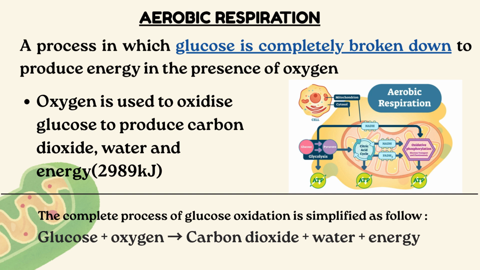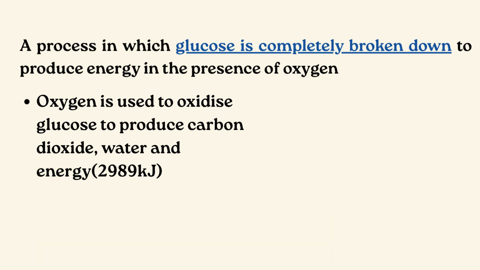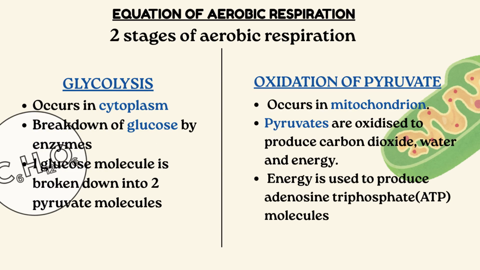The complete process of glucose oxidation is simplified as follows. Glucose combined with oxygen produces carbon dioxide, water, and energy. There are two stages of aerobic respiration. First one is glycolysis. Glycolysis occurs in the cytoplasm. It is a breakdown of glucose by enzymes. One glucose molecule is broken down into two pyruvate molecules.